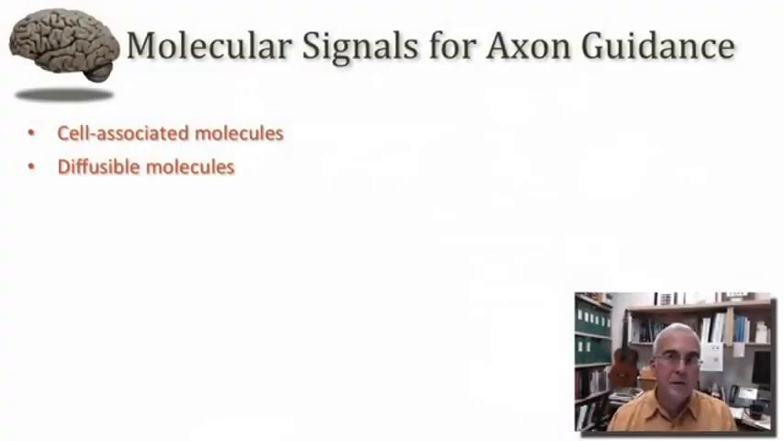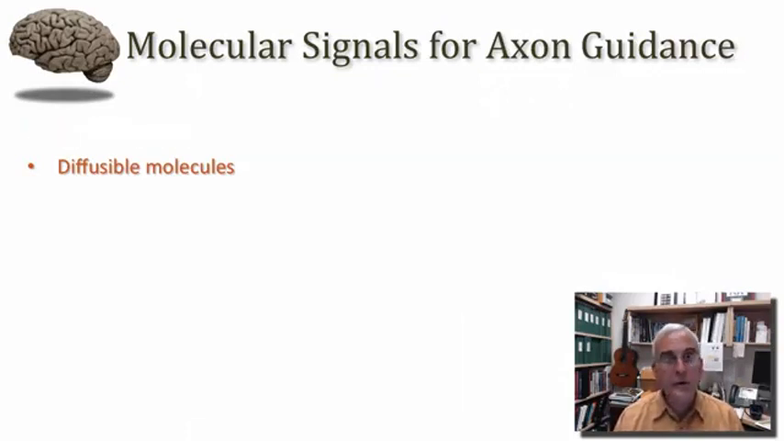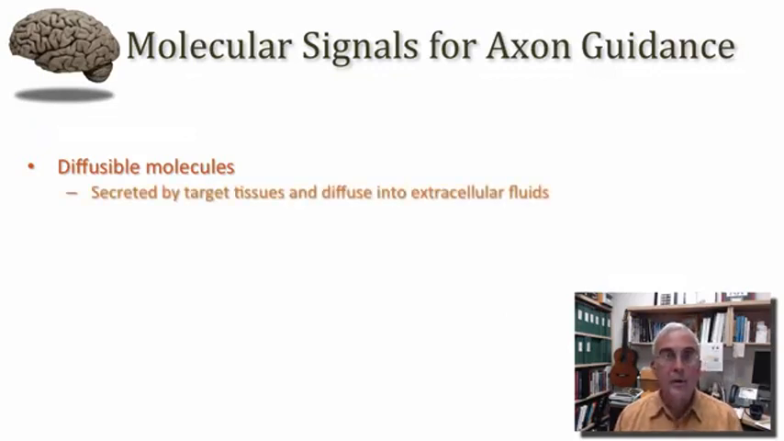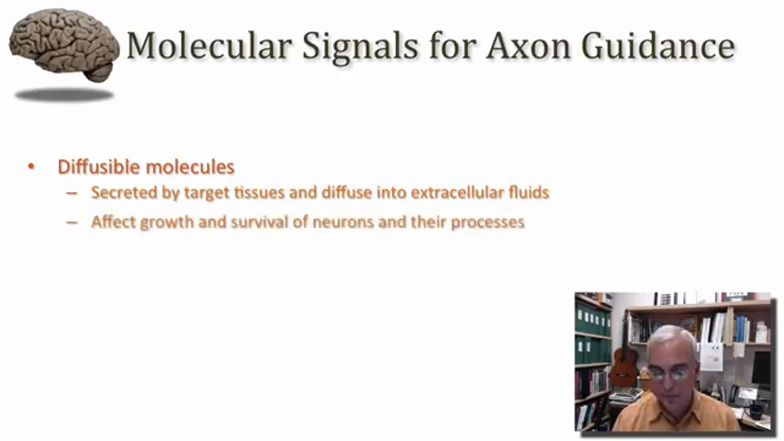Okay, so I introduced two categories of molecules that help mediate the signaling that's required to grow circuitry in the developing nervous system. We've talked about cell-associated molecules. Now let's talk about the diffusible molecules. They're essentially molecules that are secreted by target tissues and diffuse out into the extracellular fluids.